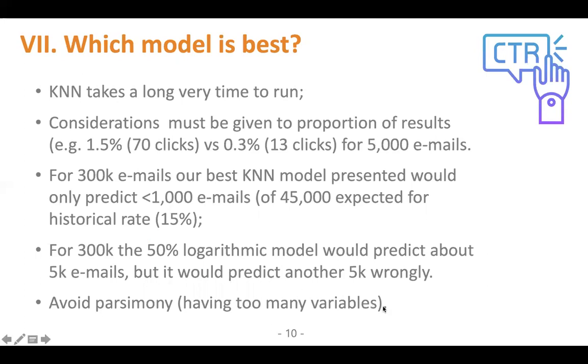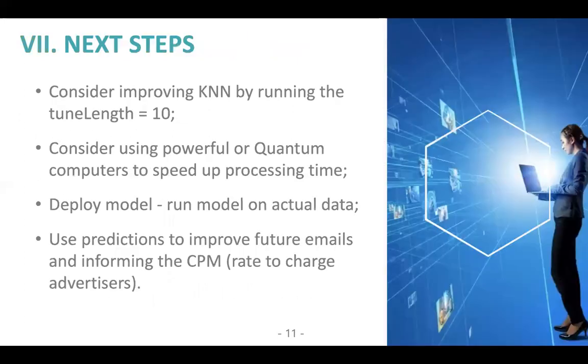And also it's important to think which model has the least amount of variables to avoid lack of parsimony, which is having too many variables. So for next steps, we recommend you to consider improving the KNN by running with tune length of 10. It might take about a week with our current computers. We may consider using more powerful computers such as quantum computers to speed up processing time. We would want to deploy this model to run it on actual data and use the predictions to improve future emails and inform the CPM, the rate to charge the advertisers.